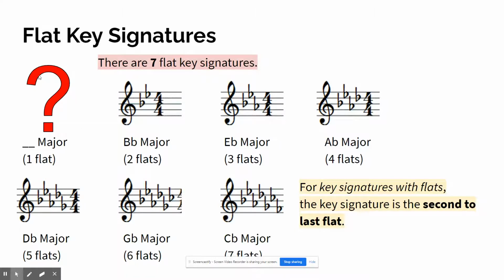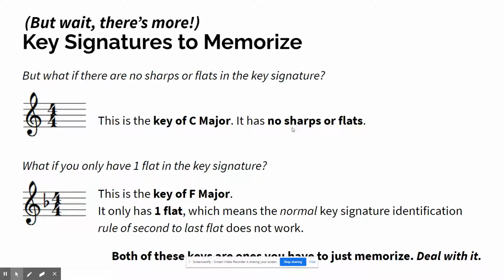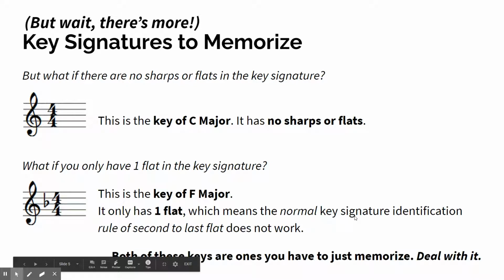But we do have a key signature over here that has a flat where the rule does not abide by. These are key signatures that we need to memorize. If we have no sharps or flats in the key signature, we're in the key of C major. None of the notes are sharp or flat. What if you only have 1 flat in the key signature? This is the key of F major. It only has 1 flat, which means the normal key signature identification rule of second to last flat doesn't work here. Both of these keys are ones you have to just memorize. You just have to deal with it. Too bad, so sad.